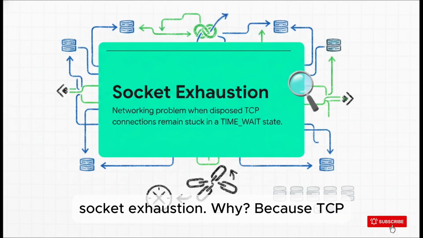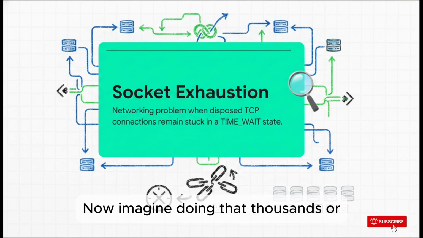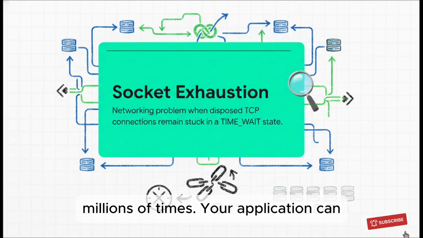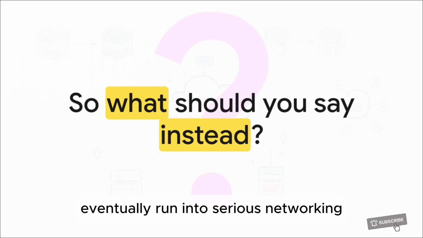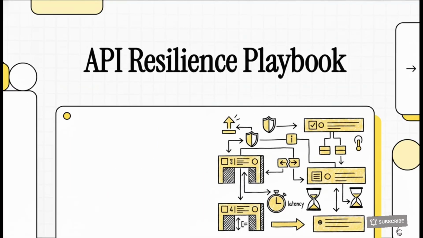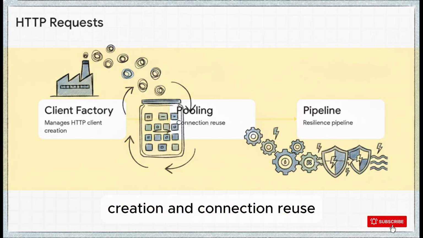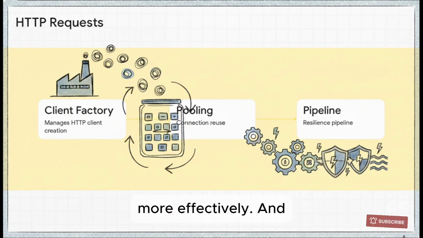Why? Because TCP connections can remain in TIME_WAIT. Now imagine doing that thousands or millions of times. Your application can eventually run into serious networking problems. So what should you say instead? Say, IHttpClientFactory. It manages HttpClient creation and connection reuse more effectively.